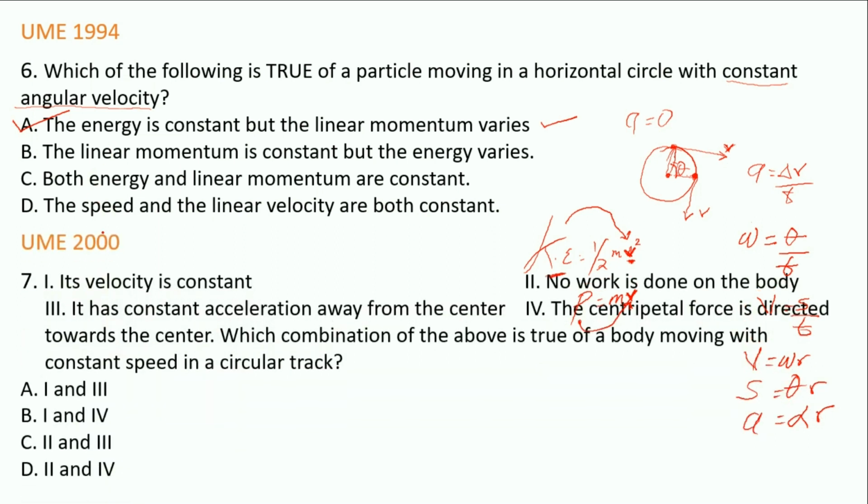Now, UTME 2000 question number 7. If velocity is constant? No, we know this is wrong. No work is done on the body. Yes, this is right. I'm still going to explain why this is correct. It has constant acceleration away from the center. Nope, the acceleration is not constant.